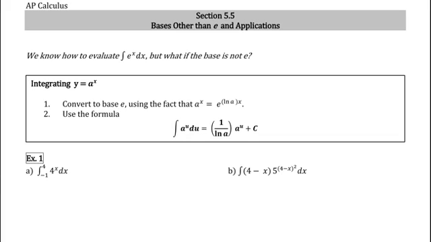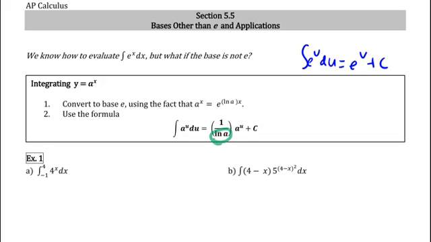So there's a method where you can convert to base e. I'm going to skip that and go right to the formula. For me, I think that's easier. What the formula says is, do you guys remember if you integrate e to the u, you just get e to the u plus c. This is going to be really similar, except when you integrate a to the u, you're going to get a to the u. So that part's similar.